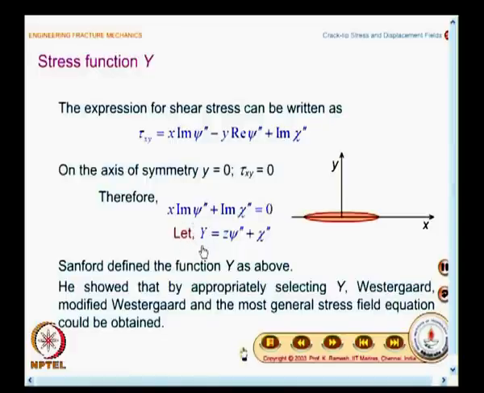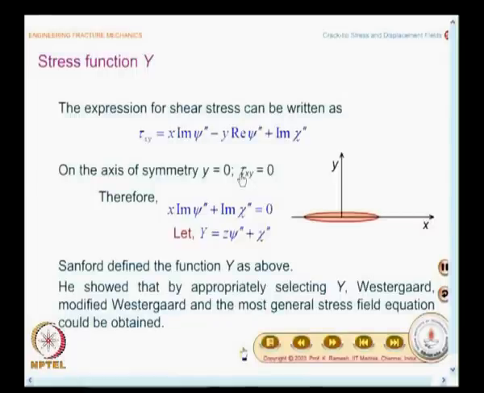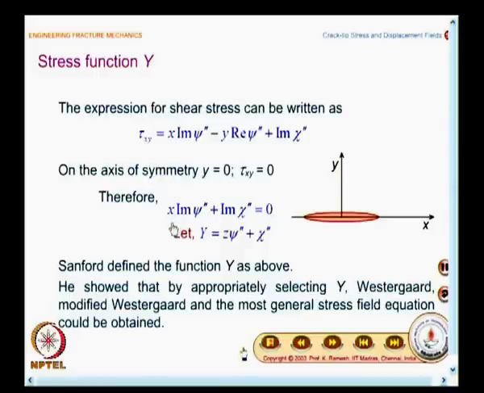Now, let us define capital Y as y xi double prime plus chi double prime. There is mathematical jugglery that you are using, so do not get annoyed. We would like to have an indirect justification for the stress function Y. That is what we are doing here. So, from the condition tau x y equal to 0, you are able to write down this y times imaginary part of xi double prime plus imaginary part of chi double prime should be 0, and we define capital Y in this fashion, and this will turn out to be nothing but imaginary part of Y.